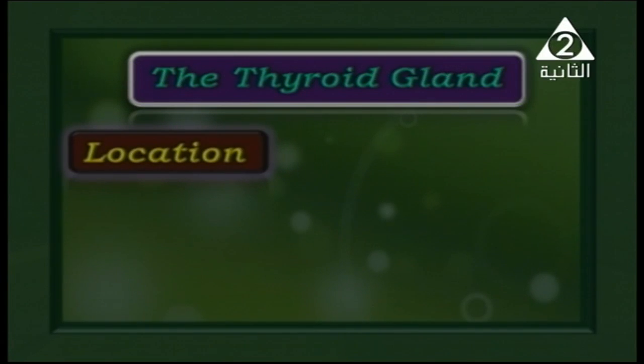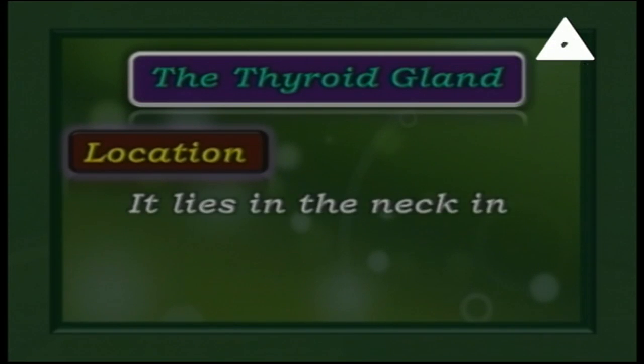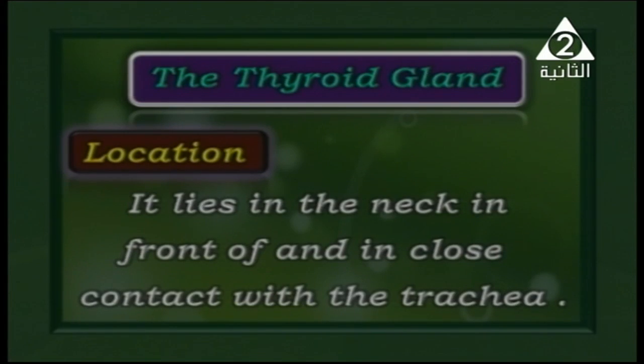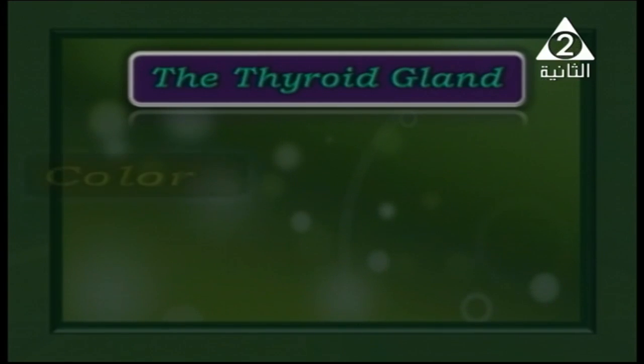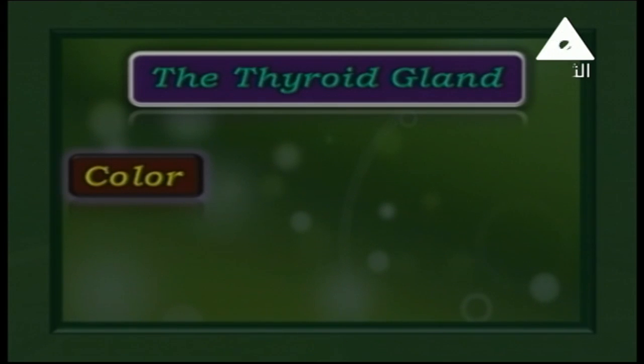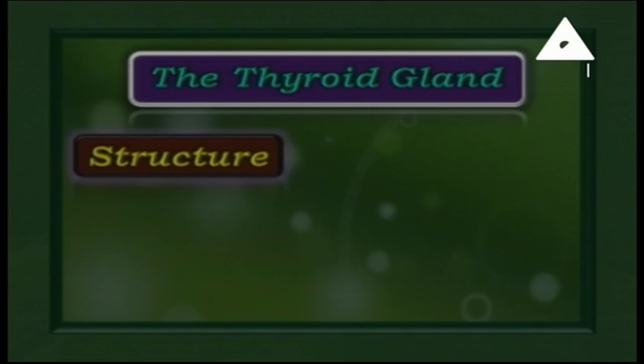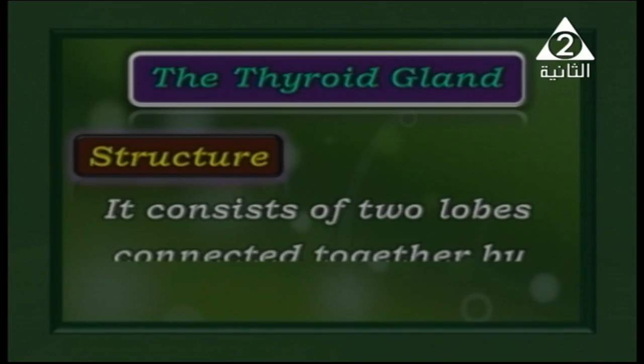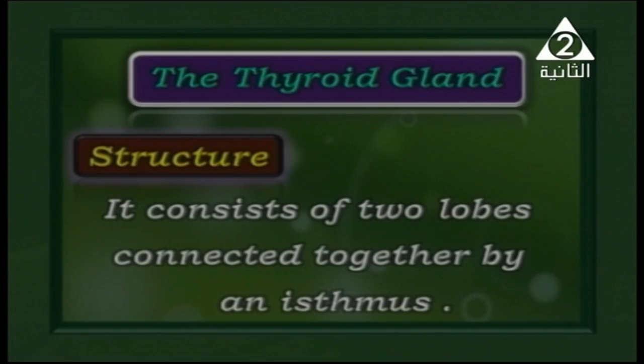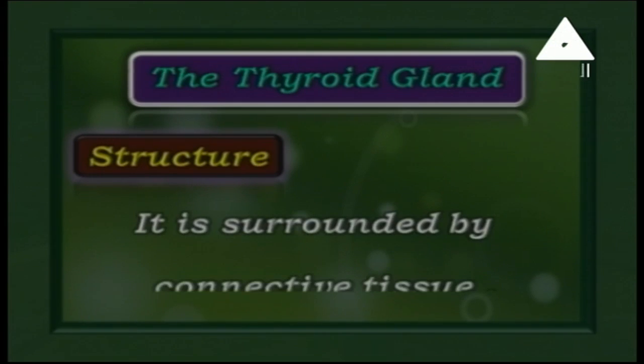Thyroid gland, its location: it lies in front of the neck, close to and in contact with the trachea, and its color, as we show in the movie, is slightly red. And what about the structure? Well, it consists of two loops. They are connected together by a part called the isthmus, and also we need to know that it's surrounded by connective tissue, a type of tissue.